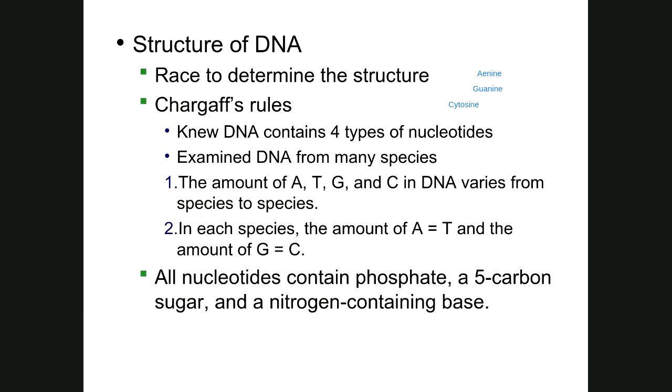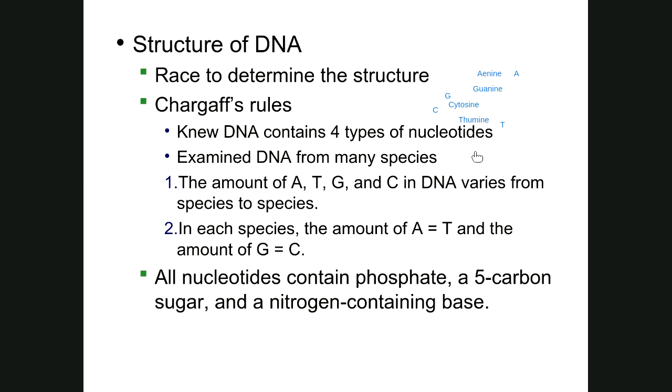Adenine we call A, guanine is G, cytosine is C, and thymine is T. A, T, G, and C. So he found these 4 nucleotides and then he examined DNA from many species.